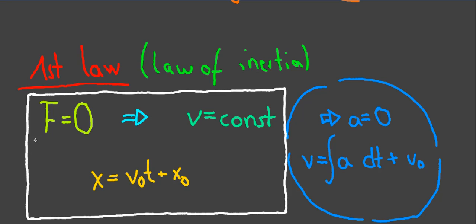The first law is often also called the law of inertia because it says that every object has some inertia, in that it doesn't change its velocity on its own. So it's inert to keep its velocity.